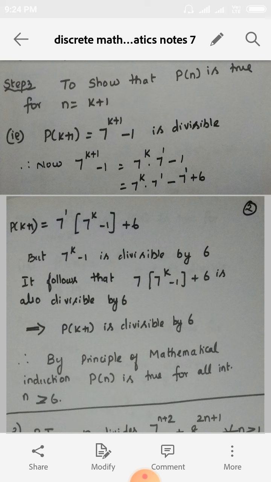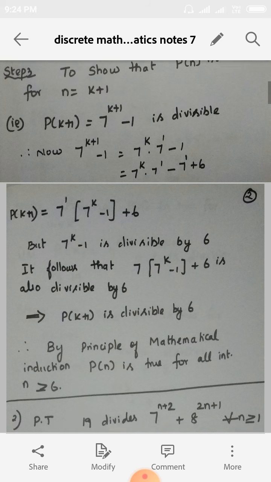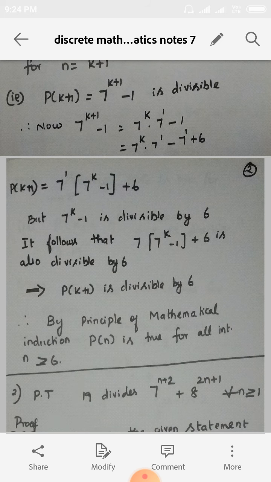So if 7 power k minus 1 is divisible by 6, it follows that 7 into (7 power k minus 1) plus 6 is also divisible by 6. Therefore, from this we know that p of k plus 1 is divisible by 6. So by the principle of mathematical induction, p of n is true for all integers n greater than or equal to 0. That is n is greater than or equal to 0.